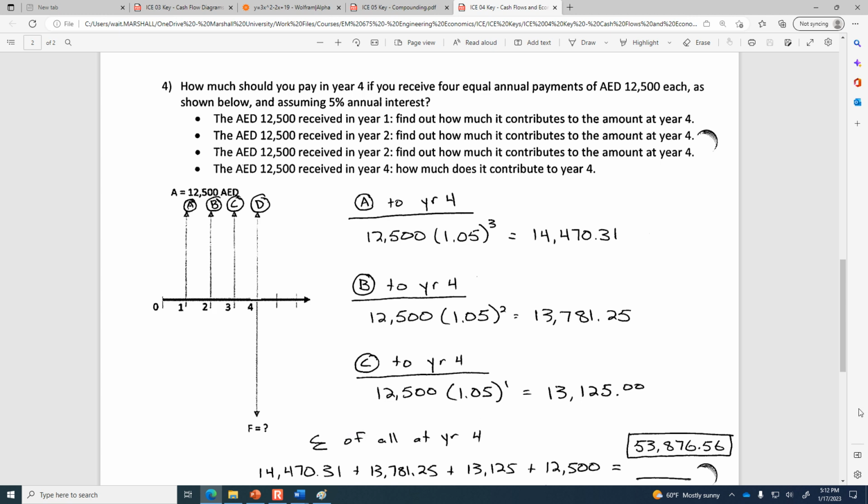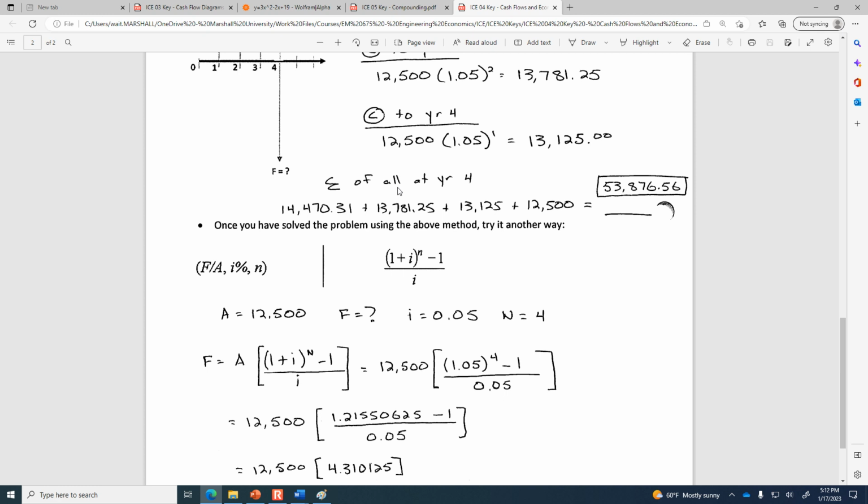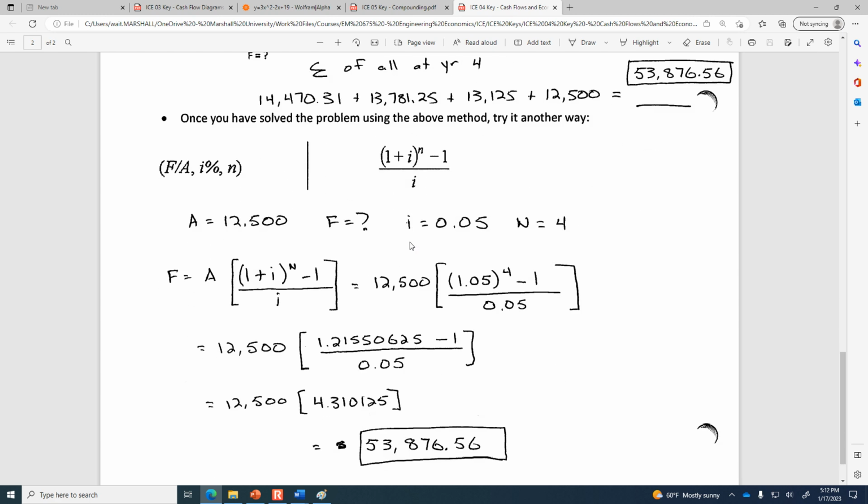So 53,876. But then the formula, I have that one on here too. What if you solve for the factor? The factor should be 4.310125, and that's 7 digits of precision: 1, 2, 3, 4, 5, 6, 7. In the end, I'm going to have 7 digits as well, so that's good. That's what I need. I probably even had more precision in my calculator.